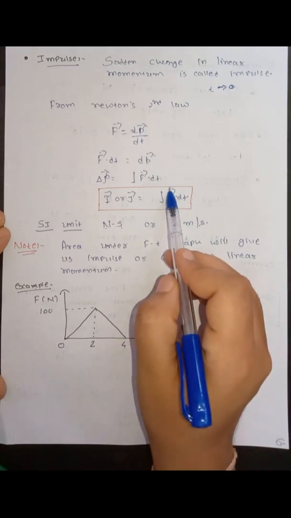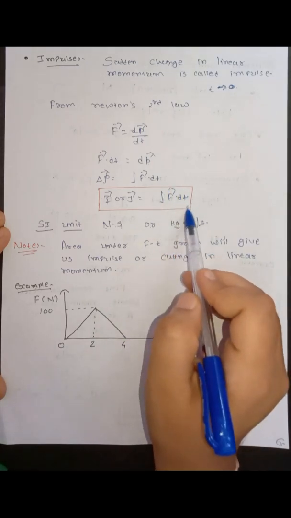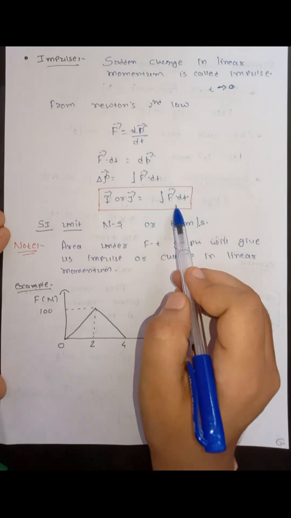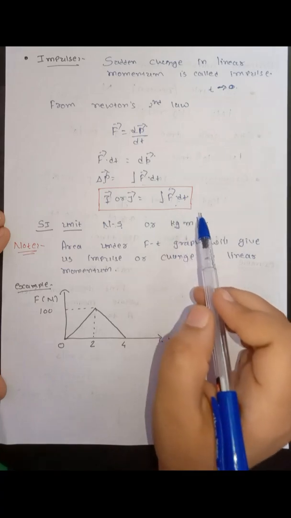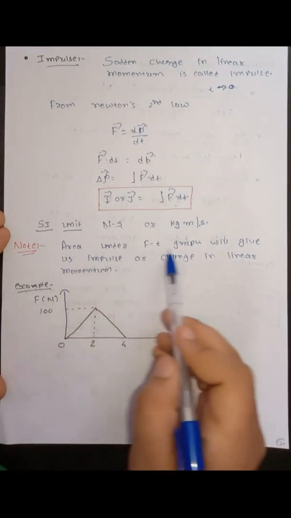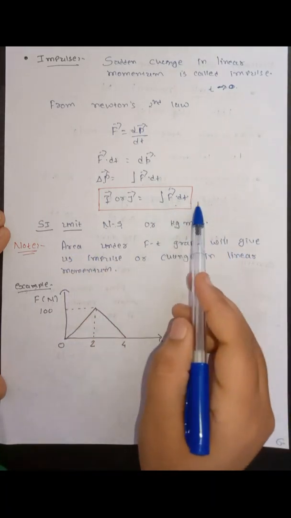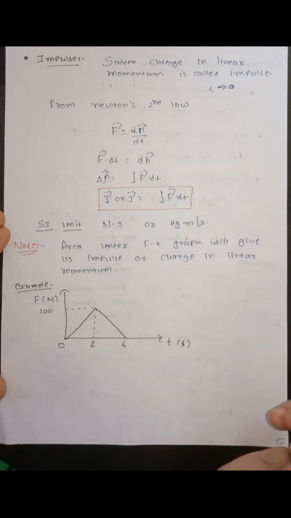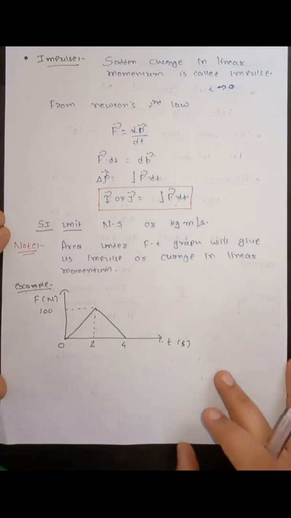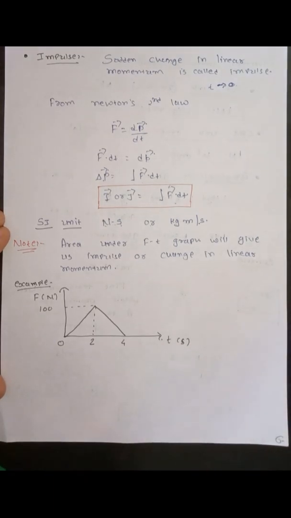Now as we are using integration here, we are ultimately finding the area under the curve, because integration means area and differentiation means slope. So the area under the force time graph will give us the impulse or change in linear momentum. Let us see one example on that.